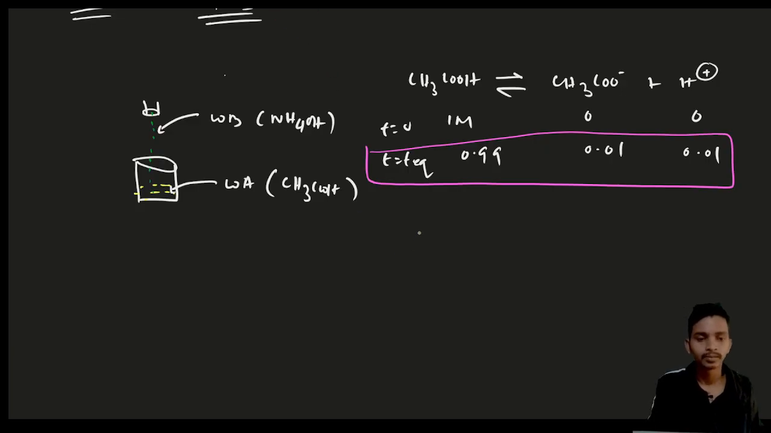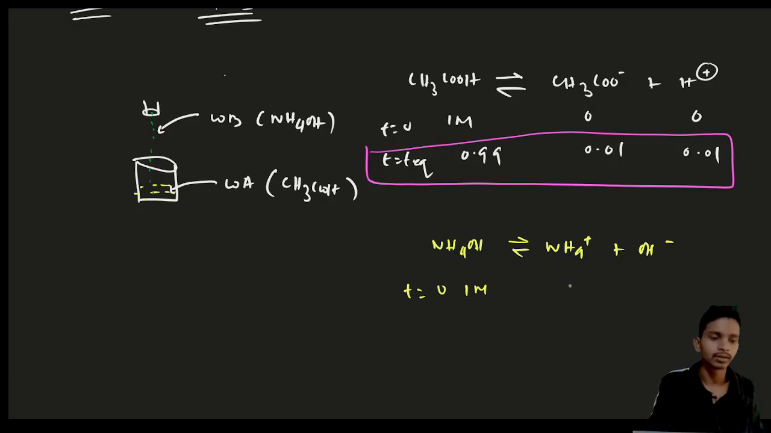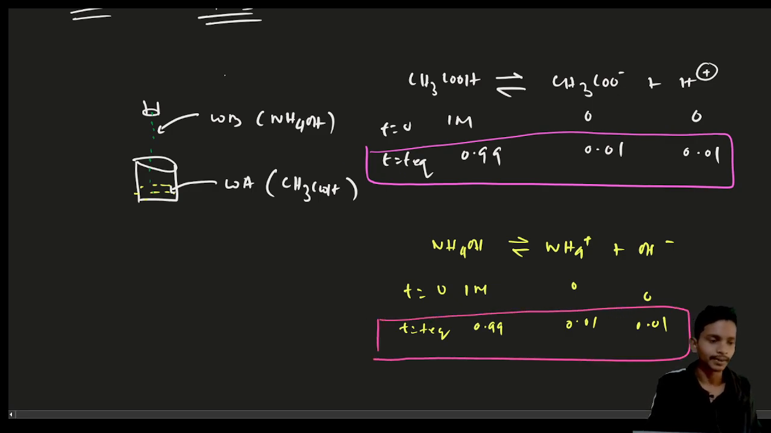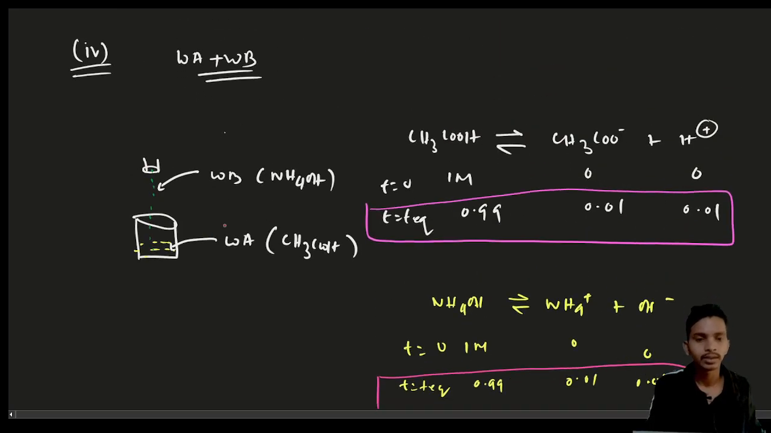Similarly, we are adding NH4OH drop by drop. This is also a weak base, so it partially dissociates into NH4+ plus OH-. Let's say at t equal to 0, 1 molar, 0, 0. At t equal to equilibrium, let's say 0.99, 0.01, 0.01. So this is present in the solution. Okay.